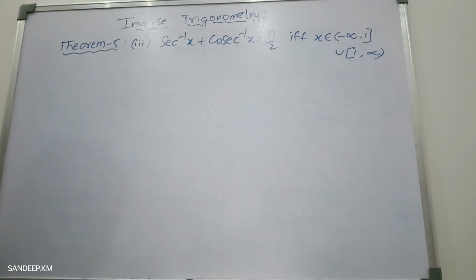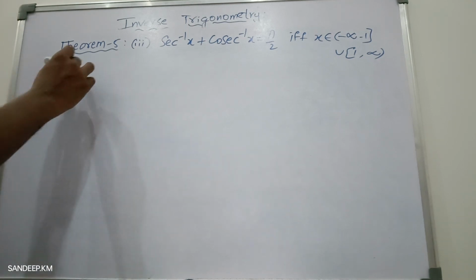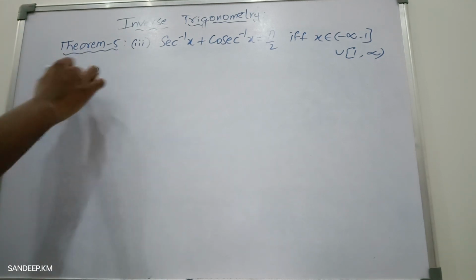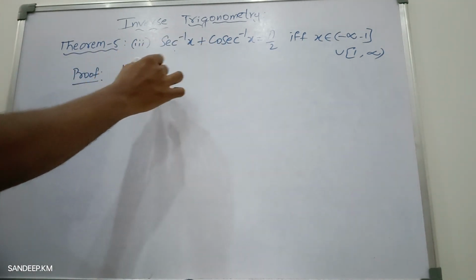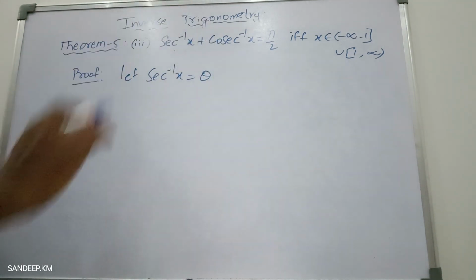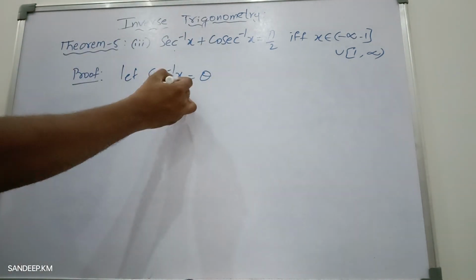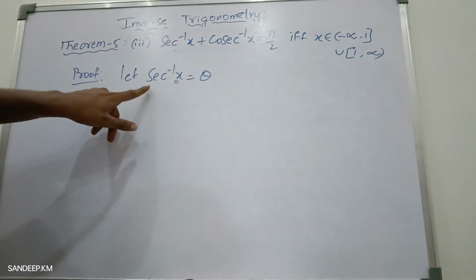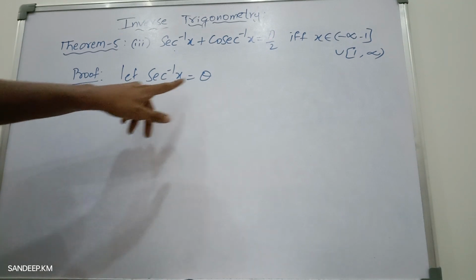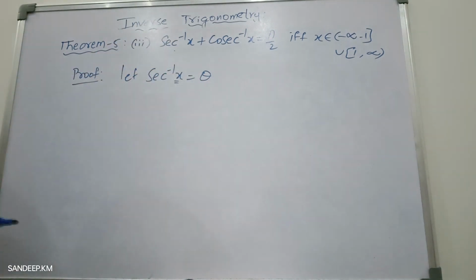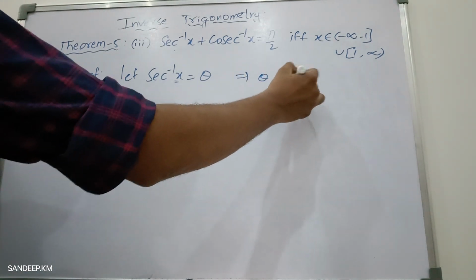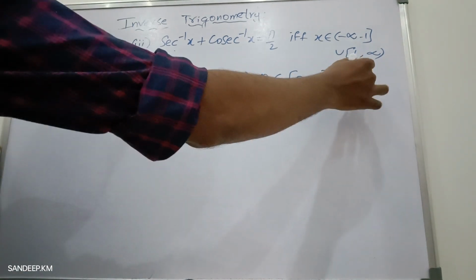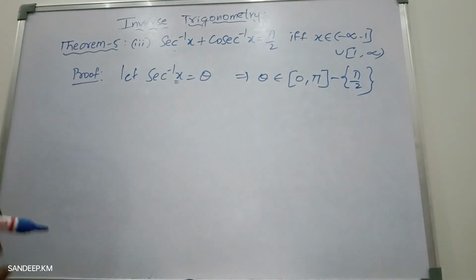Let me prove that sec inverse x plus cosec inverse x is equal to pi by 2. So, the proof. Let me take any one of these as theta. I will take sec inverse x is equal to theta. According to the question, x is in the domain of sec inverse function. Therefore, theta is in the range of sec inverse function. What is the range? Theta belongs to 0 comma pi except pi by 2. All these must be remembered.